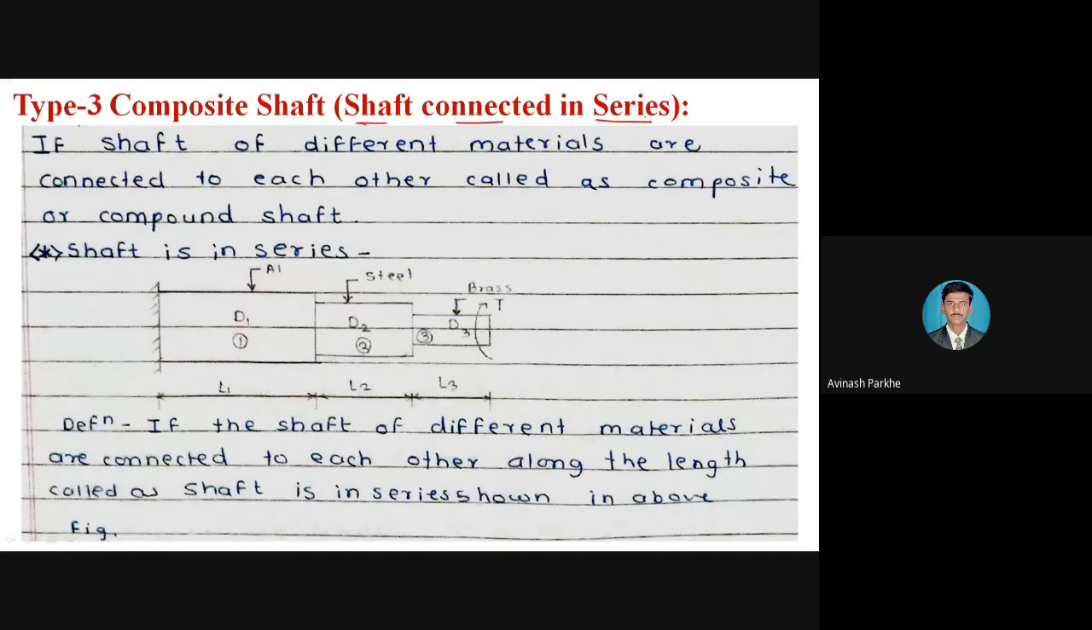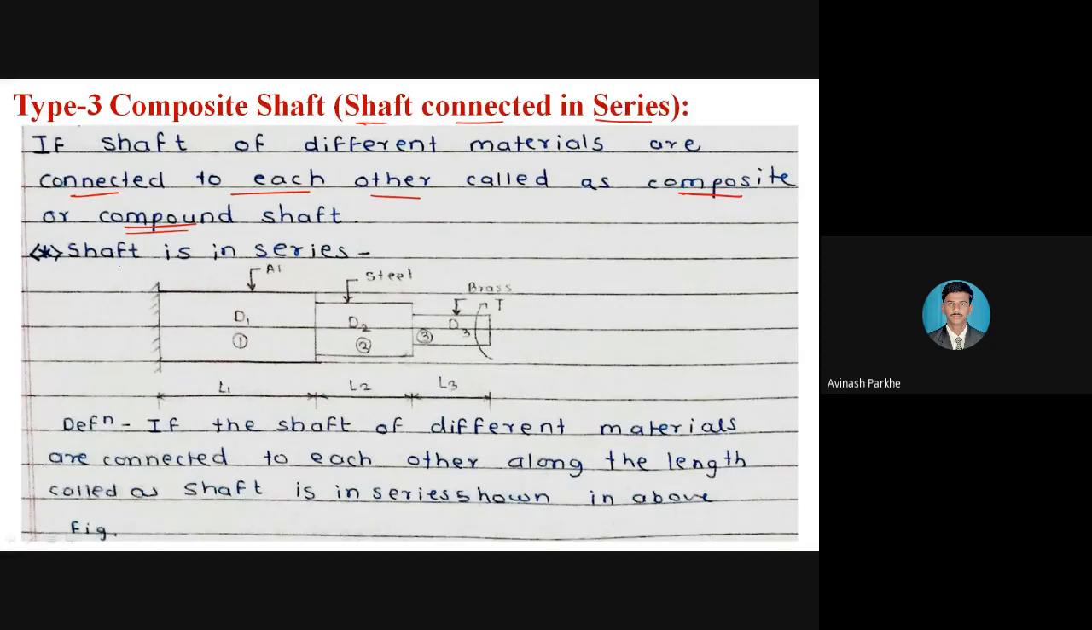Here is the definition I have written: if shafts of different materials are connected to each other, that shaft is called a composite shaft, or it is also called a compound shaft. Compound means that in addition to one material, another material is connected, or two shafts are rigidly connected to each other. That combination is called a composite shaft, or a compound shaft.